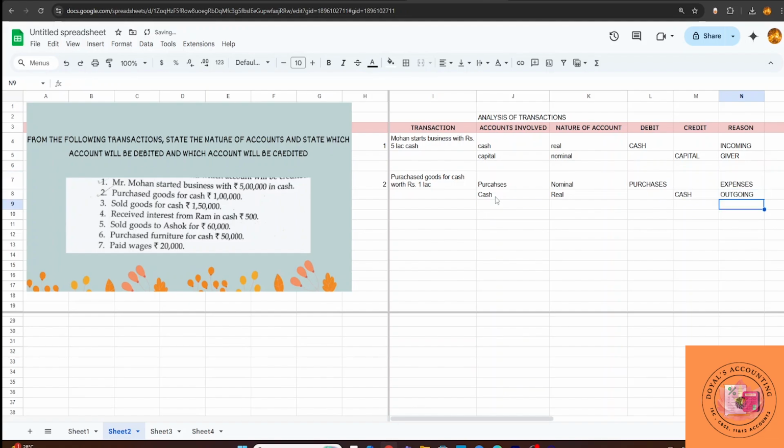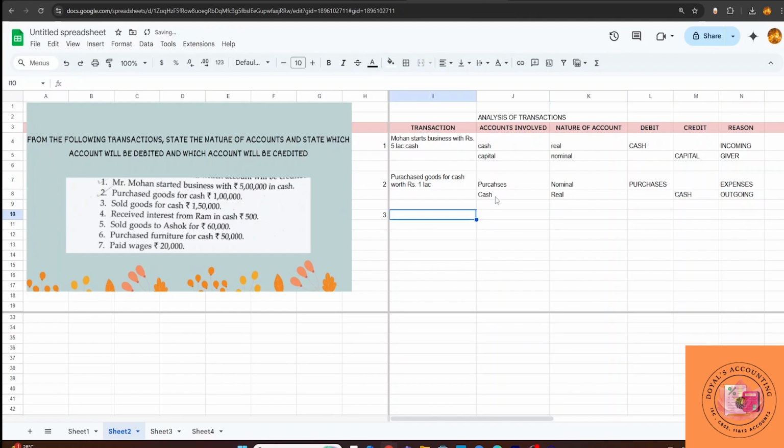The reason. Now what is the third transaction? We have sold goods for cash worth rupees 1,50,000. Now, what are the accounts involved here? Sales and cash, because we have done a cash sale. Now, sales in nature is what? It is revenue, so we will classify it as a nominal account, and cash is classified as a real account.